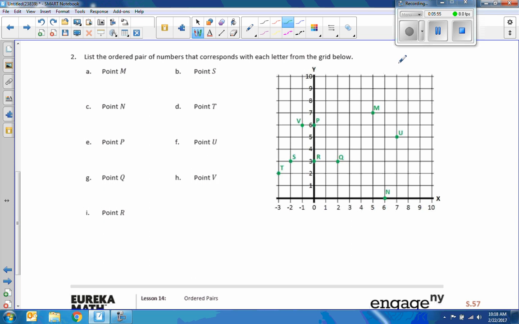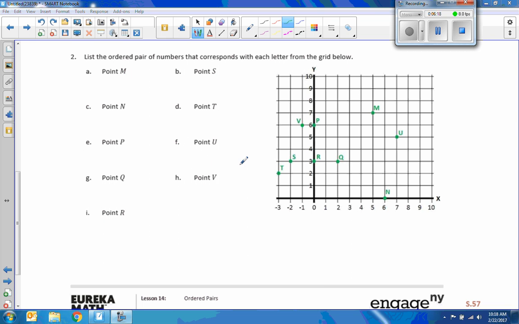Okay. Next example, it's the other way around. This says to list the ordered pairs of numbers that corresponds with each letter from the grid below. So here they're giving us a letter. We have to identify that location with an ordered pair, first comma second coordinates. So give this a try. I'll pause the video, and then we can go back. Actually, you needed to pause the video. Hopefully you did that. And so let's go.